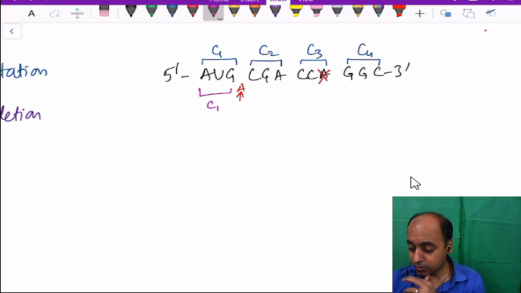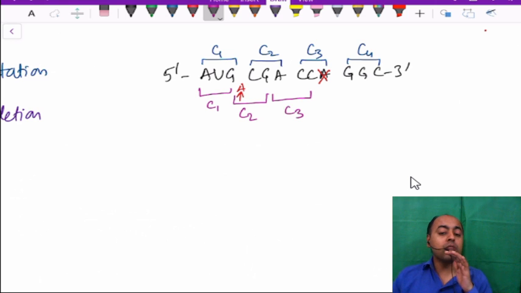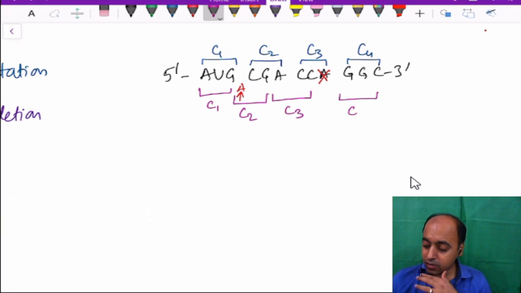So what will happen? The codon 2 has changed. This is codon 2. Codon 3 has changed. But as soon as you encounter the complementary change, initially there was insertion and then you encounter the deletion, or initially there was deletion and then you encounter the insertion, as soon as you encounter the complementary change, the reading frame is restored. What was previously codon 4 is now again the codon 4.